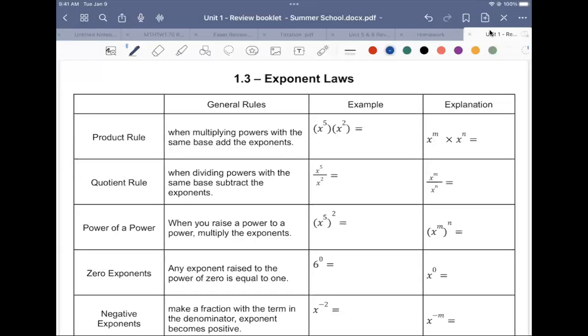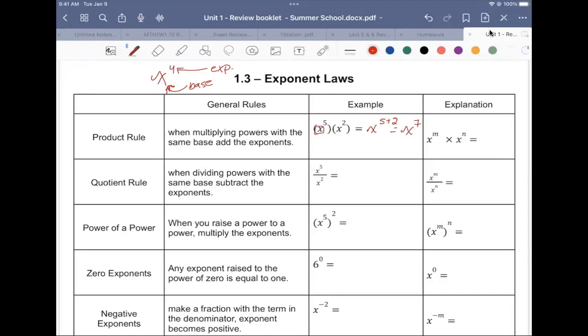All right, so for lesson 3 of our review unit, we are going to be reminding ourselves of exponent laws. So the first one is our product rule, which is when we are multiplying powers with the same base, we are going to add the exponents together. So in this case, I have x to the power of 5 times x to the power of 2. X is our base, so whenever we look at an exponent, we might get something like this, where x is our base and y is our exponent. But in this case, we're going to keep our base the same, and it will be 5 plus 2, which is x to the power of 7.